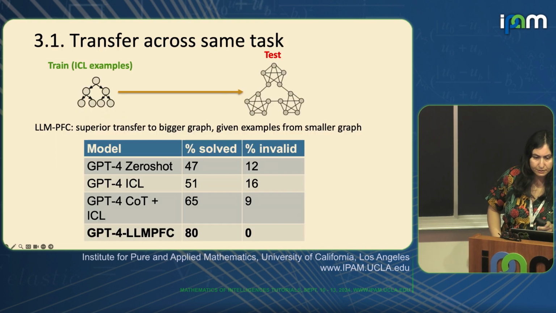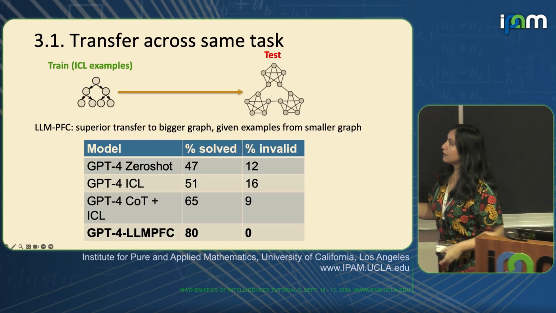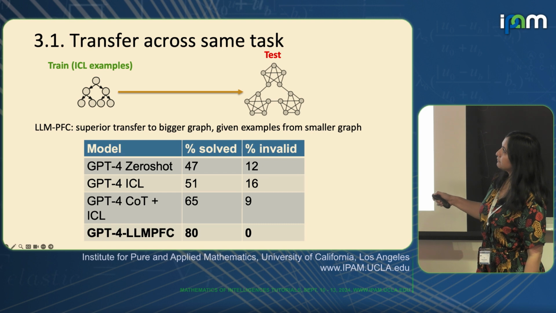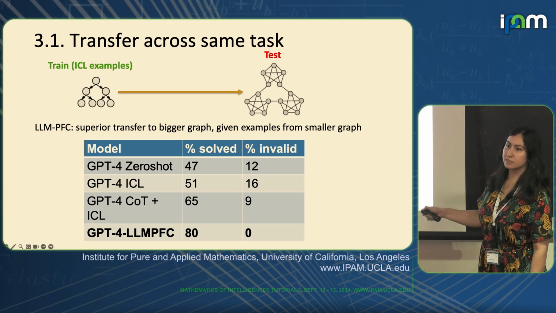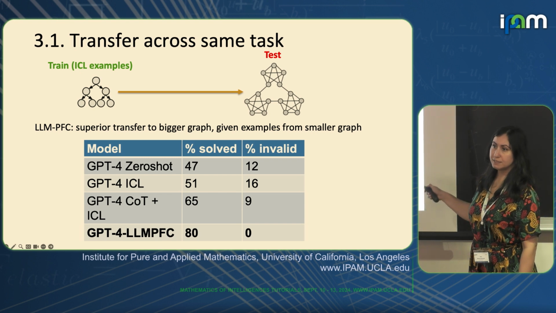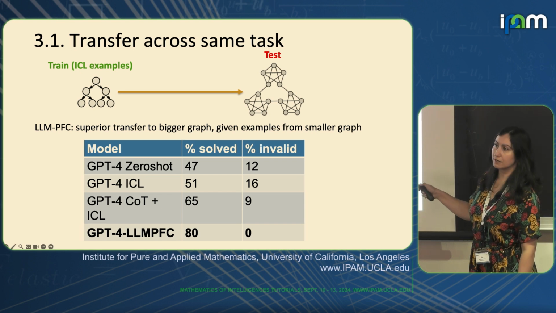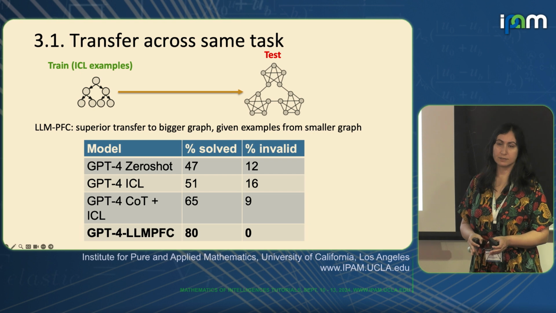Let me come back to this. I think I will have it in the other ones. So what happens if we have transfer across the same task? Let's say that the example I give is with a smaller graph, but the test is with a bigger graph, but it's the same task, right?